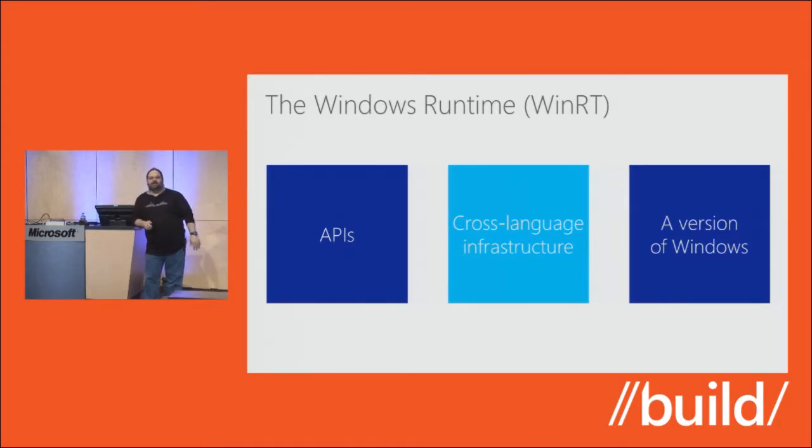I'm really talking about this thing in the middle, this cross-language infrastructure that lets you write your APIs once and then consume them from any of those programming languages. So when I say Windows runtime, that's the piece I'm talking about, and that's going to be the focus of our talk here today.